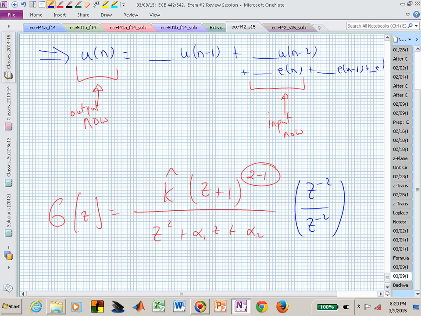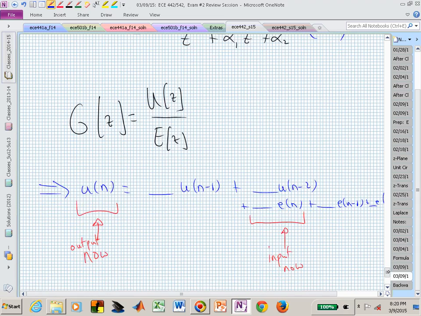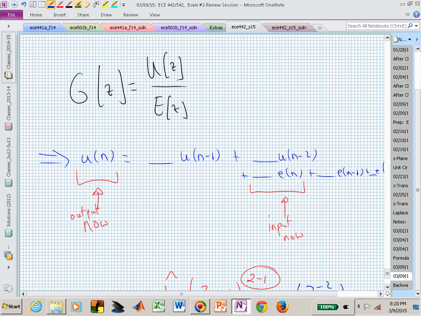As z goes to infinity, that goes to 0. So I now have preserved 1 zero at infinity in my g of z expression. And I now haven't mapped both zeros at infinity to a factor of z plus 1. And the reason I did that is so that I would be able to not have to worry about this piece on the right-hand side.